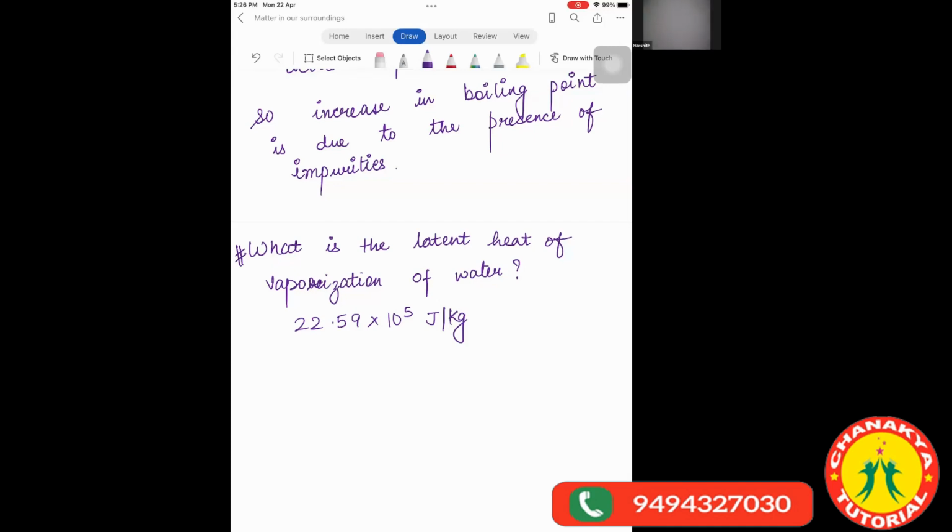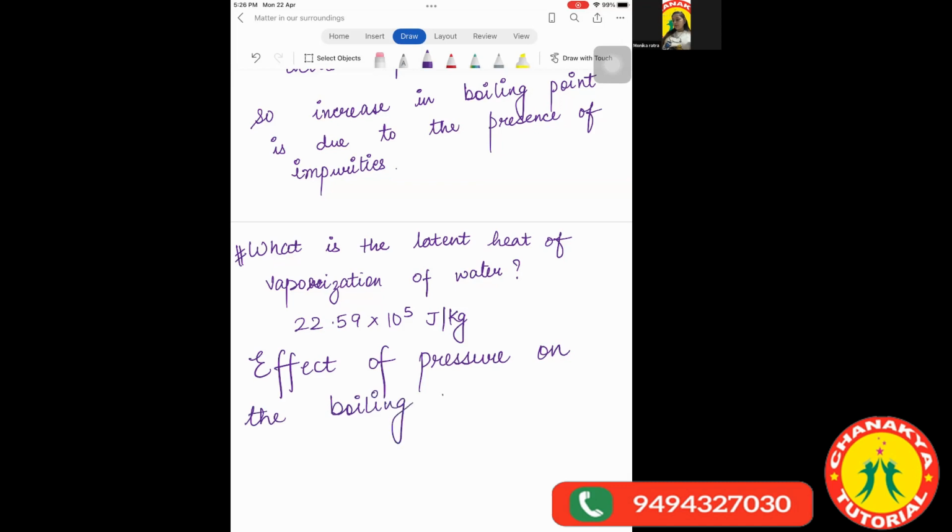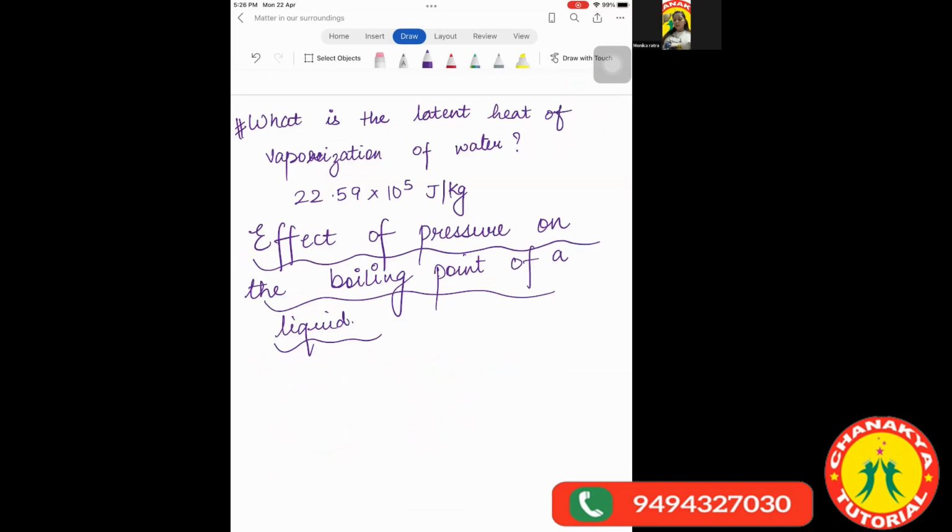Okay, ma'am. So now, what is the effect of pressure on the boiling point of a liquid? The boiling point depends on the pressure which acts on it. If the pressure increases, then accordingly what is going to happen? The boiling point will also increase.